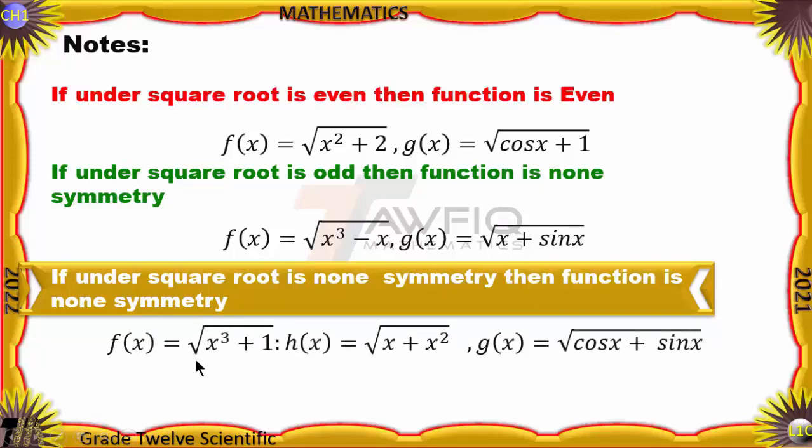f(x) equals square root of x cubed plus 1. h(x) equals square root of x plus x squared. g(x) equals square root of cosine x plus sine x. They are non-symmetric.